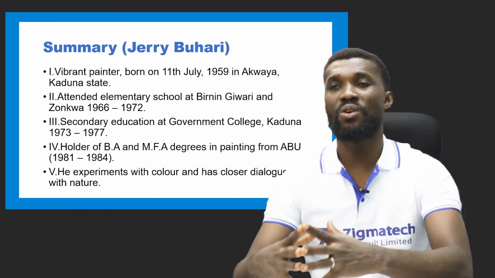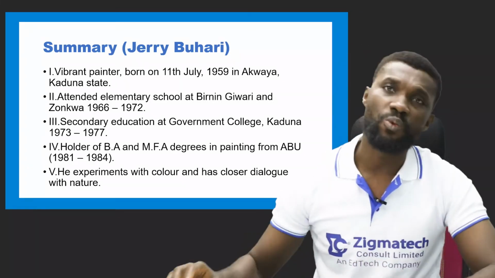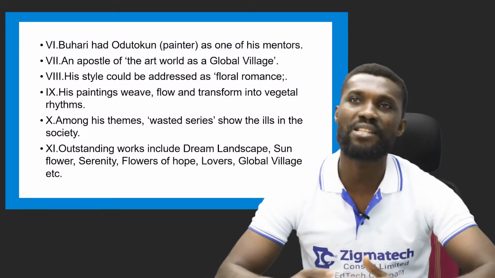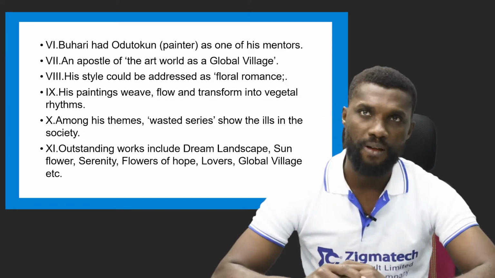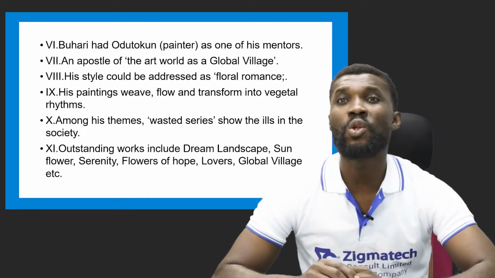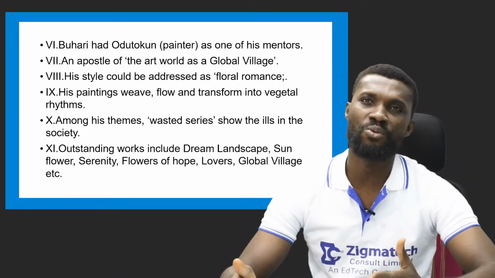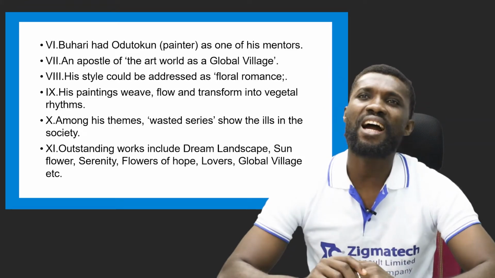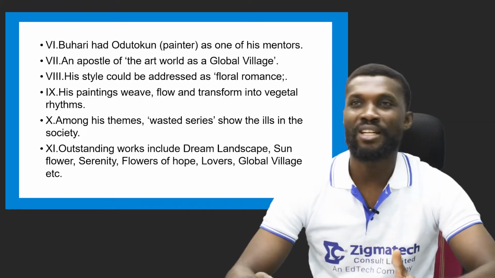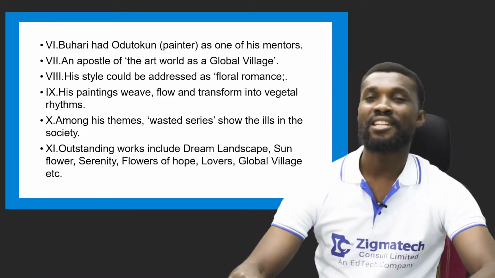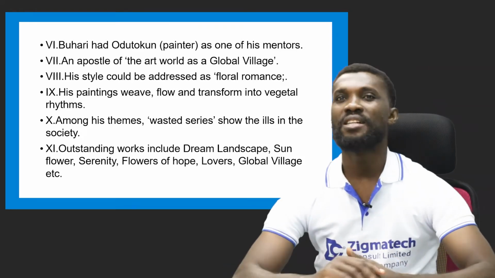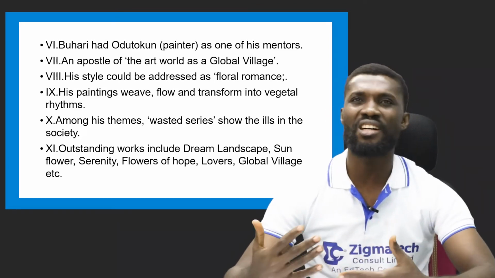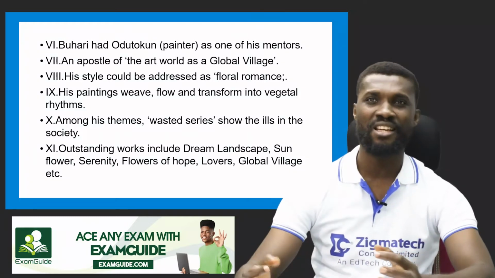Now he experiments a lot with colors and he has a close dialogue with what? With nature. We'll go further to see how some of his works look. Now, Buhari had Ado Kuntu painters as one of his mentors. An apostle of the arts world as a global village, he tried his best to enlighten people on the impact and the importance of art, mostly in Nigeria. His style could be addressed as floral romance. That is what he calls his style, a floral romance. I will explain that further when we start taking a good look at his works. Now he's painting waves. You see the flow and transform into vegetal reading. You can really not understand exactly what he's trying to say because of the way he plays with color.